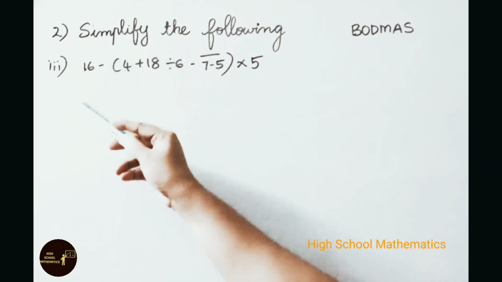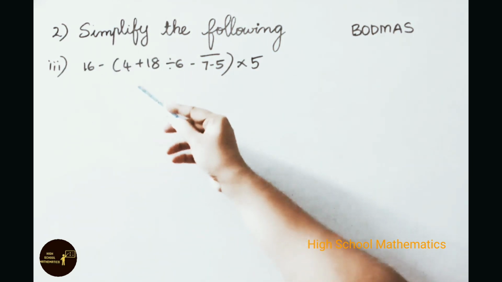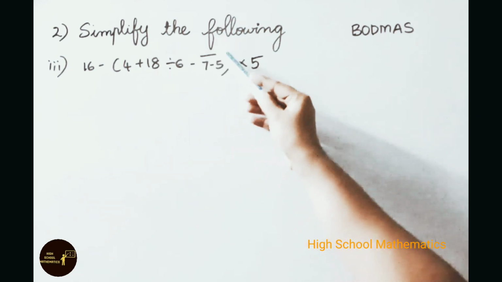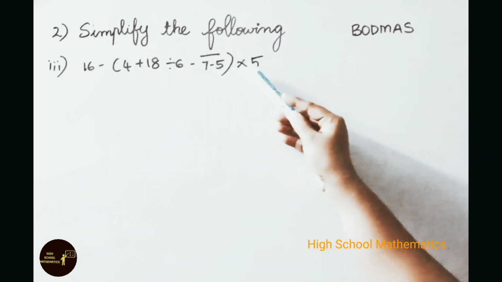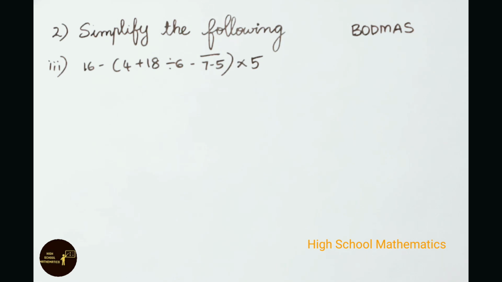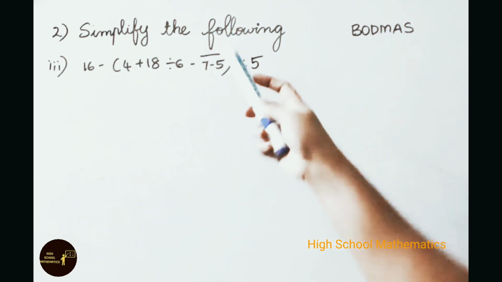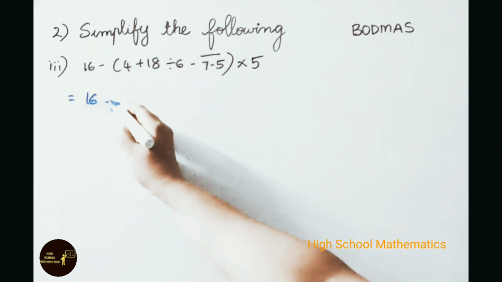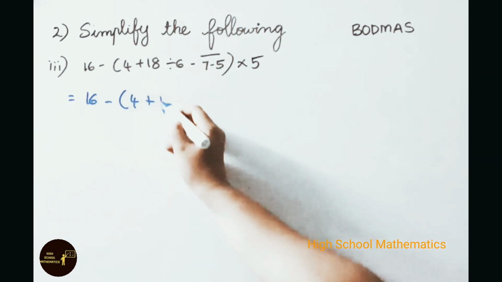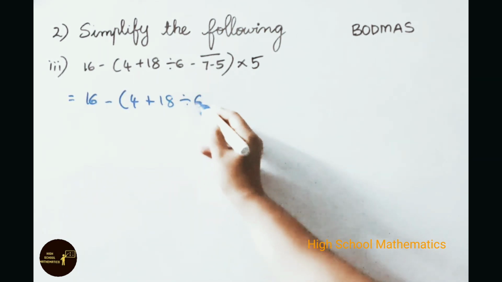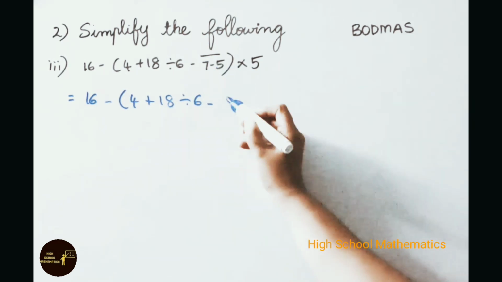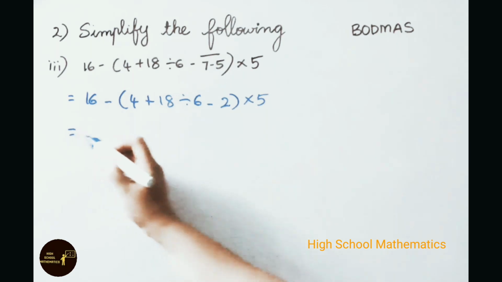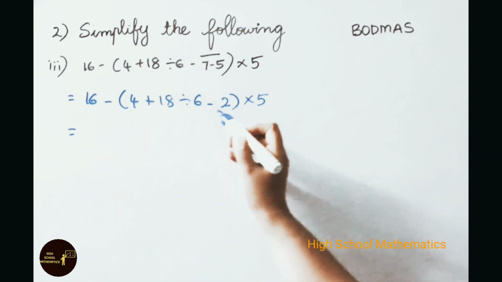See now second question, third sum. 16 minus (4 plus 18 divided 6) minus vinculum 7 minus 5, into 5. According to BODMAS rule, first we have to solve vinculum. So write down 16 minus 4 plus 18 divided 6 minus 7 minus 5 is 2, into 5. That equals to, now we have to solve simple bracket.